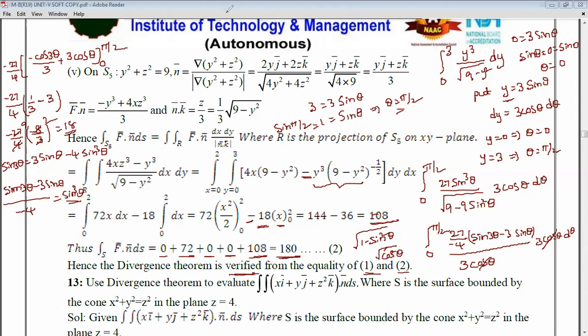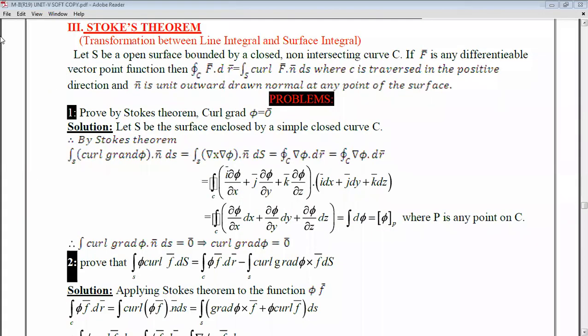This is next Stokes theorem. So this is the transformation between which one? Line integral and surface integral. So Stokes theorem is the transformation between line integral and surface integral. I already said, once again I am saying that statements are very important, including statements.